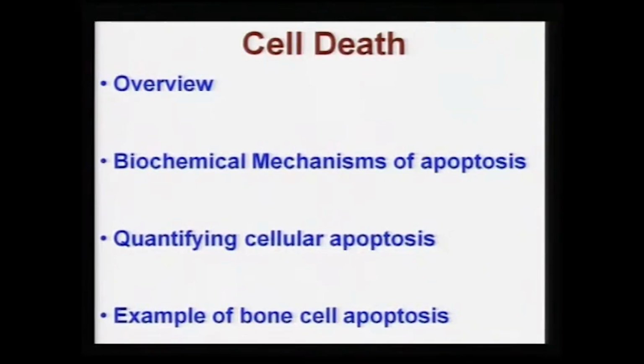The next topic is the cell death process. In the cell death or apoptosis process, I will first give an overview of the cell death processes, followed by the biochemical mechanisms of apoptosis. Third is how to quantify the cellular apoptosis process. Fourth is an example of bone cell apoptosis.